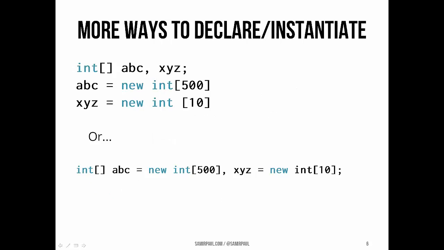The key idea here is that arrays are objects, and we have to instantiate them before we use them. We can declare several different array variables in a single statement, just like this right up at the top, where we declare both ABC and XYZ. And then look, we instantiate them separately though. Or we could write it like this: int[] ABC equals new int 500, XYZ equals new int 10. They're both being declared as integer arrays. Either of these will work.